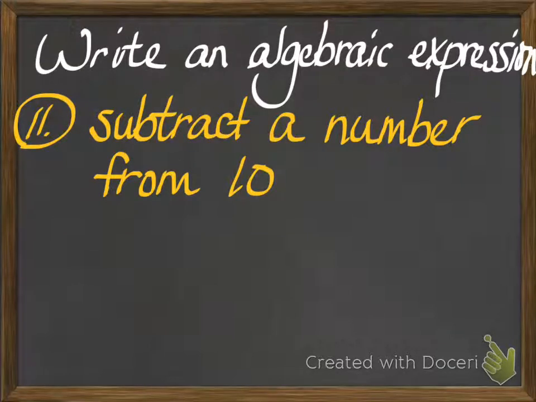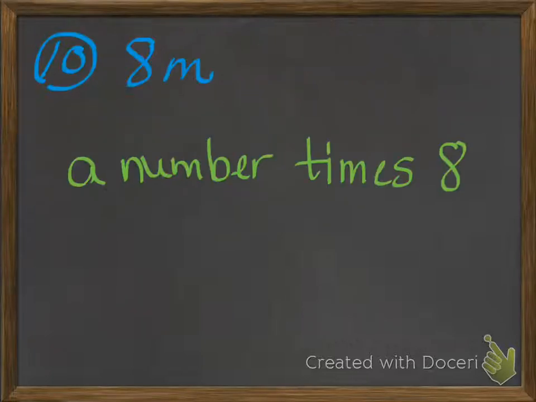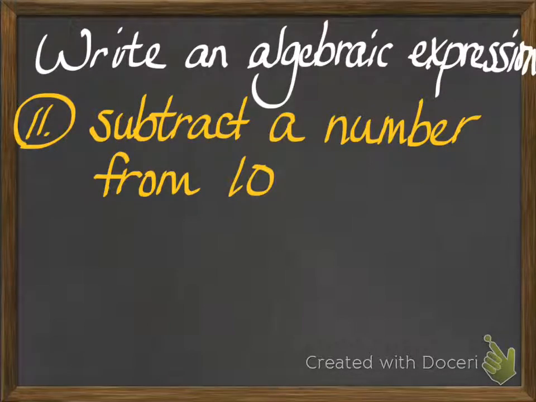So this time you're going to write an algebraic expression. Number 11, write the algebraic expression for this written expression: subtract a number from 10. Okay, let's do number 11. So this time you have the written expression. You're going to write it as an algebraic expression using variables, numbers, and an operation. So number 11, subtract a number from 10. What would that look like?